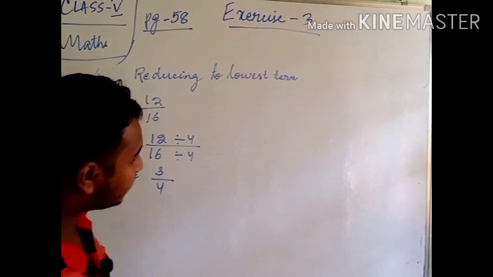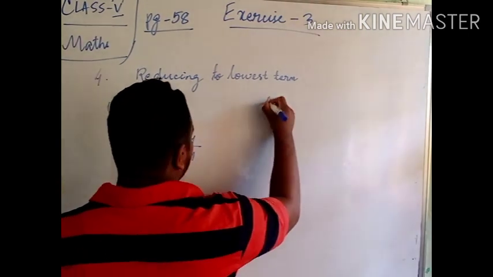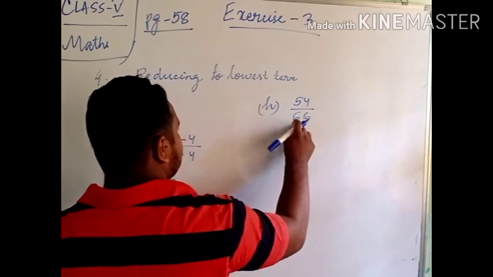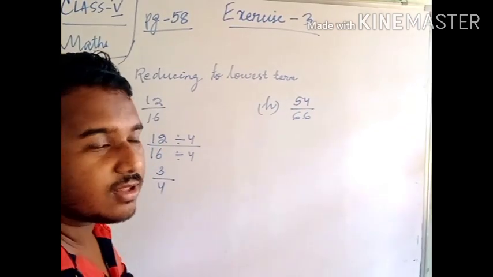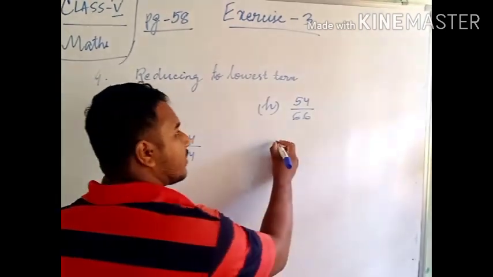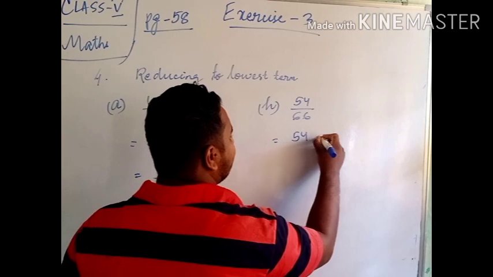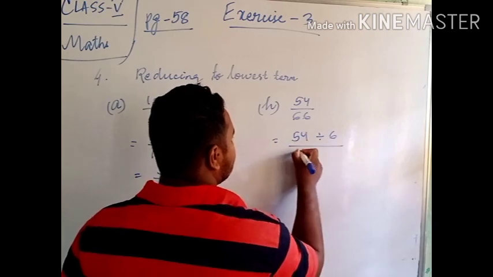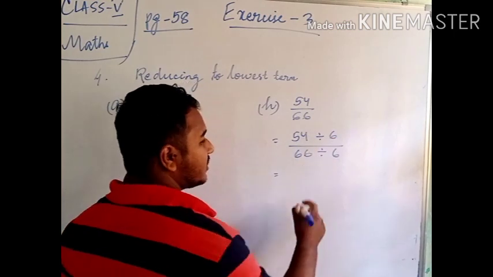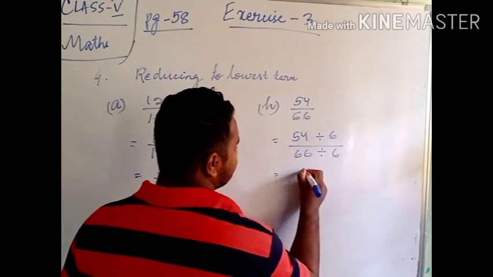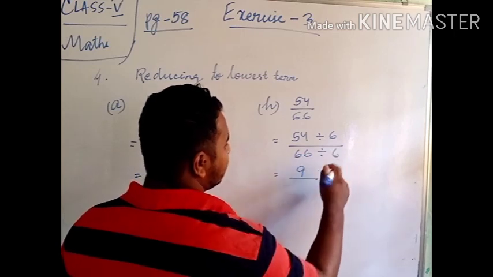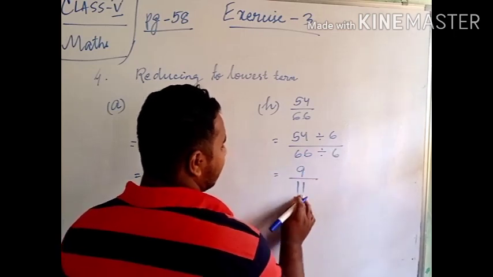Okay, one more question. Let me take H number question. 54 and 66. 66 is present in 11 table, but 54 is not present. So what will we take? We will take the 6 table. 54 divided by 6, 66 divided by 6. Now 6 9s are 54, so 54 divided by 6 is 9. 66 divided by 6 is 11.